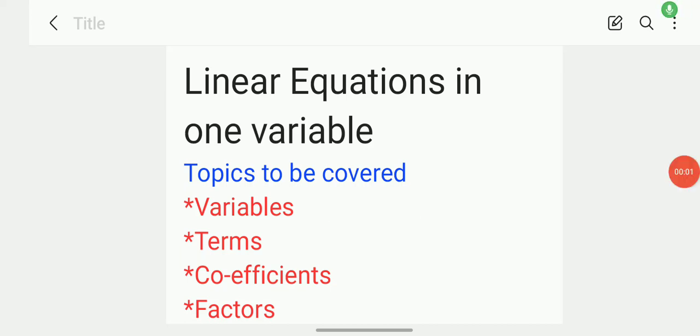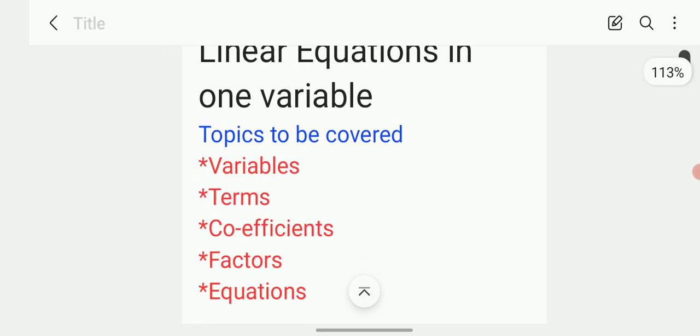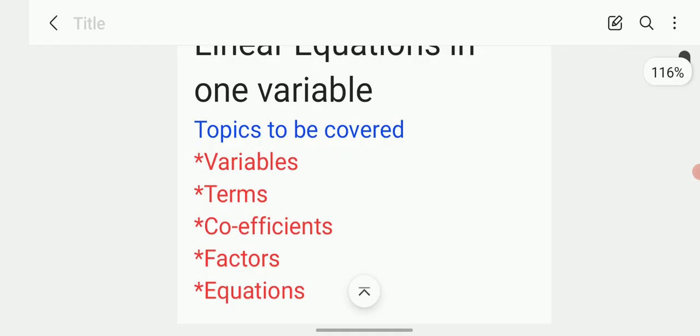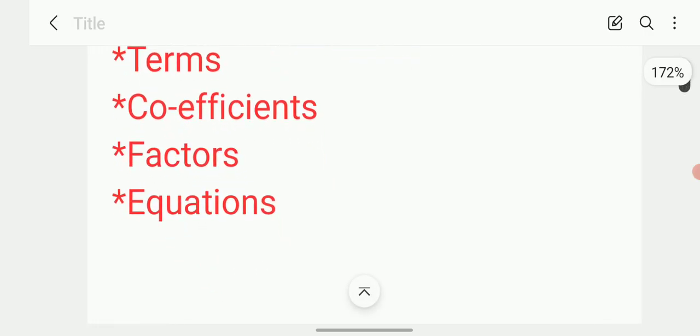Morning everyone. Today we are going to discuss the topic linear equations in one variable. Here we are going to discuss the following topics: variables, terms, coefficient, factors and equations. These are basics, okay? By these basics you can understand the next questions, next topics very easily. First of all, we'll start with variables.